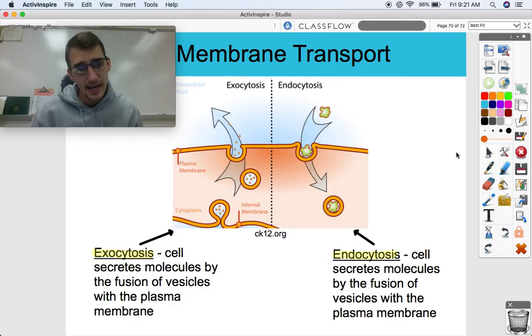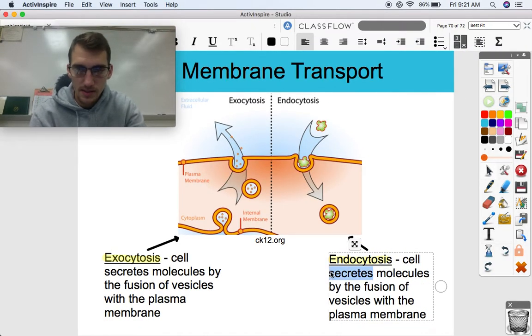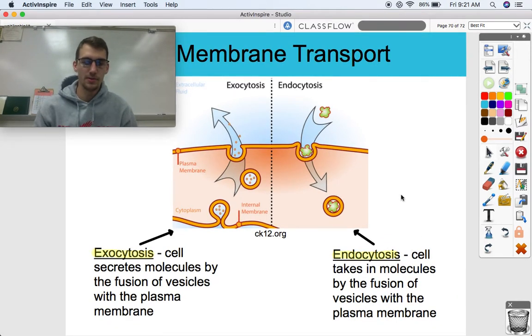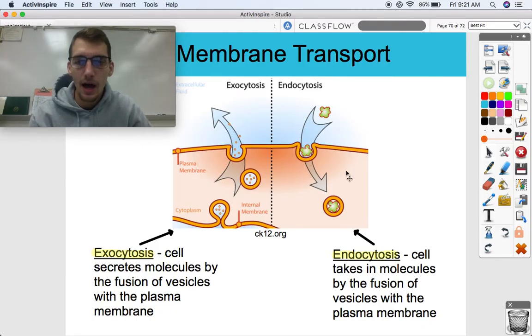As I stated before, exocytosis is when the cell secretes molecules by the fusion of vesicles with the plasma membrane to release them to the outside. So the ER or the Golgi forms a vesicle and sends it out. And endocytosis is when the cell takes in molecules by the fusion of vesicles with the plasma membrane. So the cell membrane is able to pinch off and form a little bubble. That's called a vesicle, and it's able to transport that around the cell.